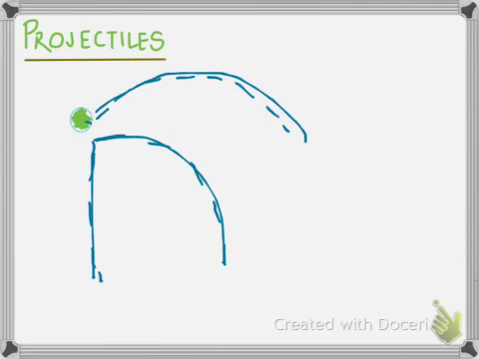Any object which is thrown in air in two-dimensional space in whichever direction is a projectile. So if it is thrown in this direction it is a projectile, if it is thrown in upward direction it is a projectile, downward direction, any direction in two-dimensional space can be termed as a projectile.